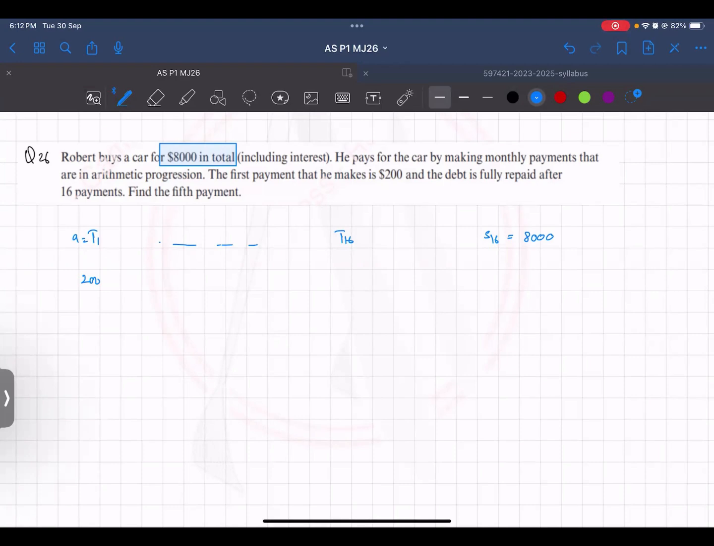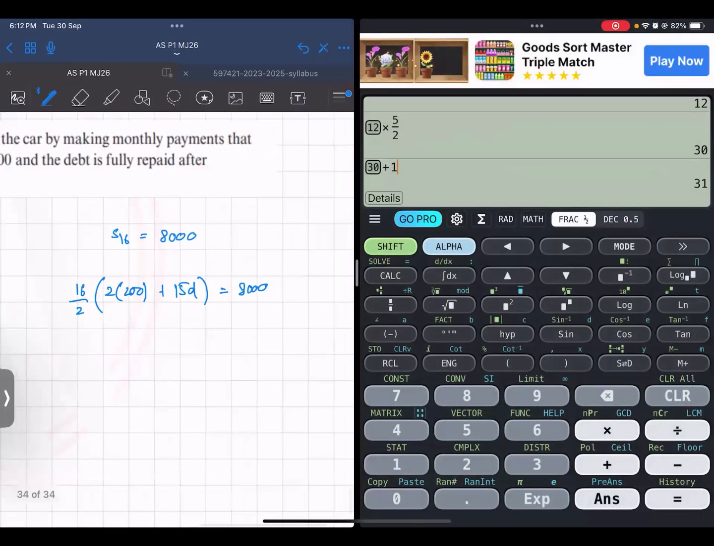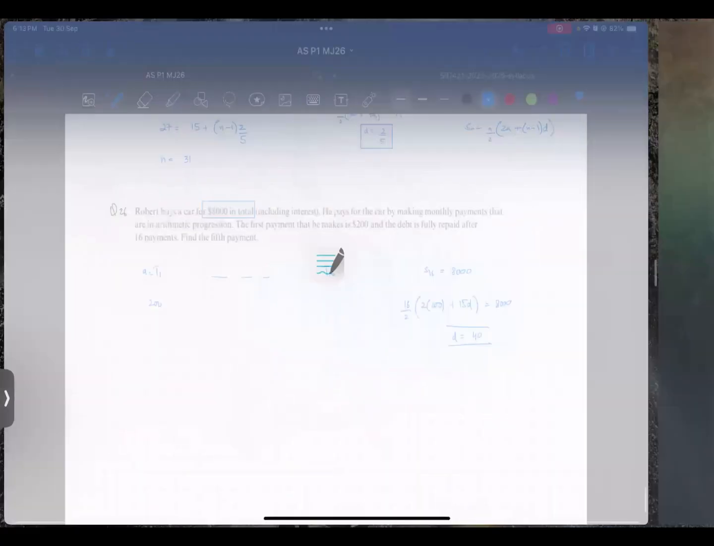So if you use the formula again, it is n upon 2, 16 upon 2, 2a, a is your 200, plus n minus 1, which is 16 minus 1, so 15, into d is equal to 8,000. And now you will find the value of d. 8,000 multiplied by 2 divided by 16, and then subtracted by 400, and then divided by 15. So your d is coming out as 40. Common difference is positive 40.